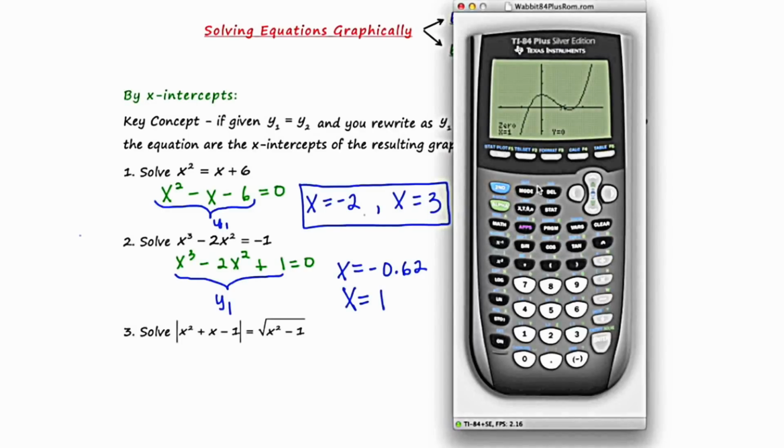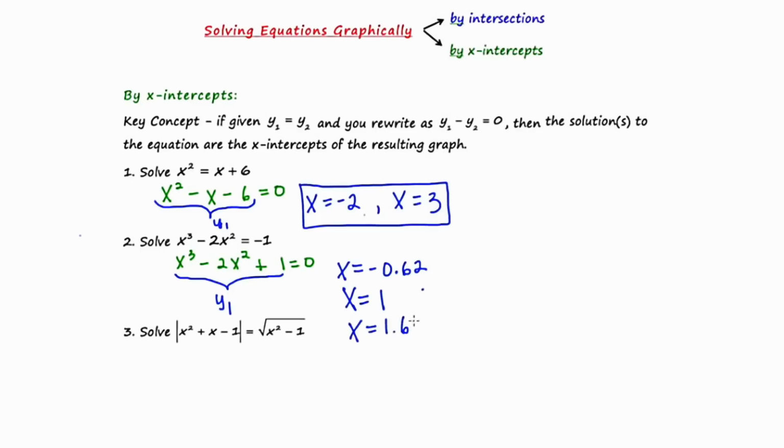Okay, and the third and final x-intercept from left to right, second, trace, 0. Left bound means go somewhere to the left. Right bound means go somewhere to the right. Enter means guess. Guess means go somewhere on top of the x-intercept, and press enter one final time until you see the word 0. And our third x-intercept is at 1.62. So that was example 2.